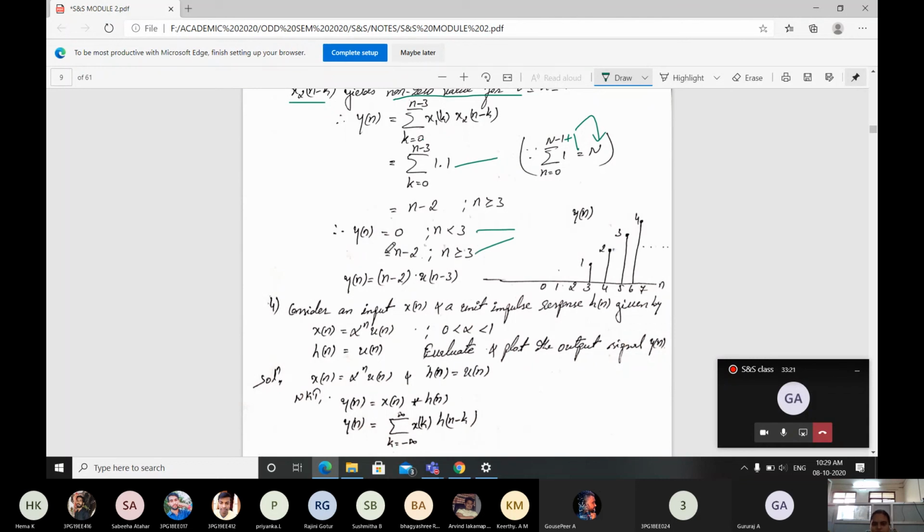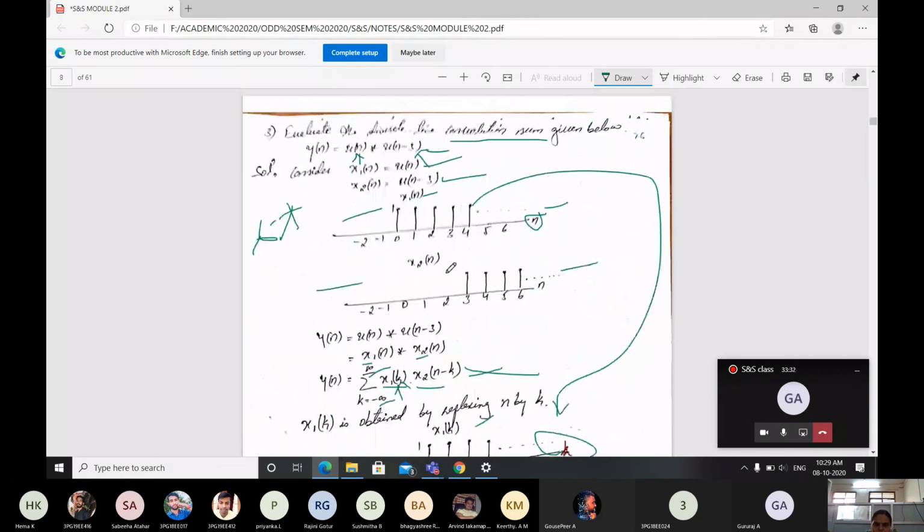Next, in resultant, I can write y of n as n minus 2 into u of n minus 3. Because our u of n will be from 0 to infinity, it will be 1 only. For that reason, instead of writing u of n minus 3, which is from 3, it is going for n minus 3.